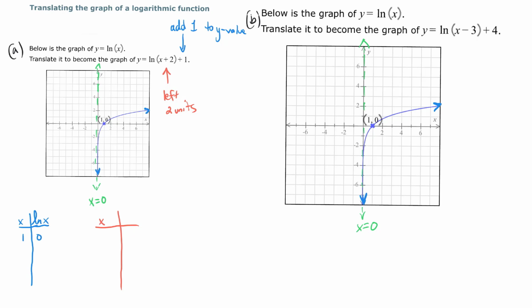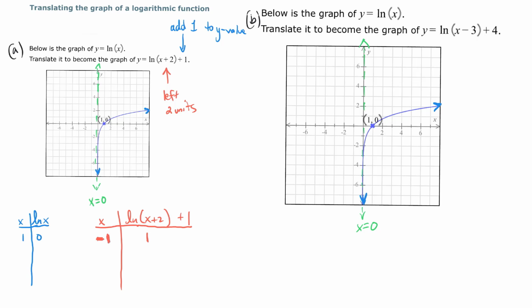We have x is our input, but now we have the natural log of x plus 2, and then add 1 to the y value. So we need to go left 2 units. So that blue 1 is now a -1. And then for the y values, we got to go up 1. So this is going to be 1. For the most part, it maintains its shape.